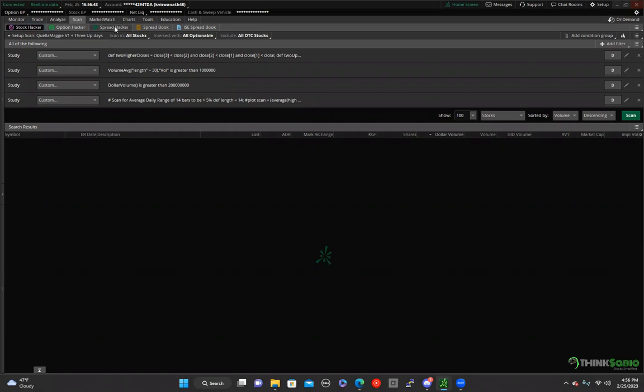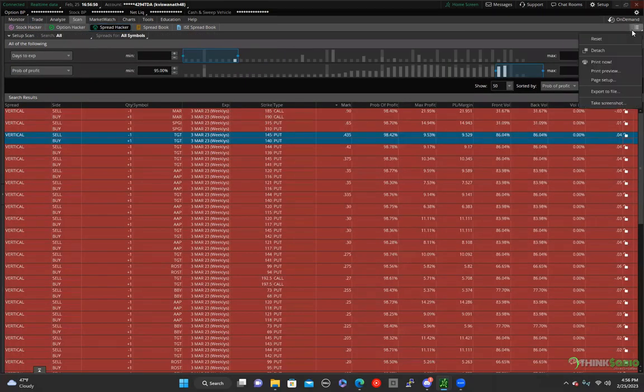I don't think I have saved this. I don't think I can save this. But this is a pretty small one, there are only two conditions here, so you can simply do days of expiry and probability.